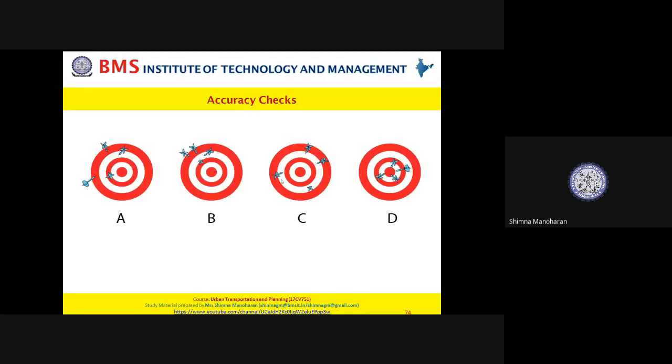Now accuracy check. So whenever the term accuracy comes, you have the term precision also coming up. So what is the difference between accuracy and precision? So here the bull's eye of the dartboard is the target. So here what happens is, what is this? Is this accurate or precise? Precise. This is precise. Then what is this then?